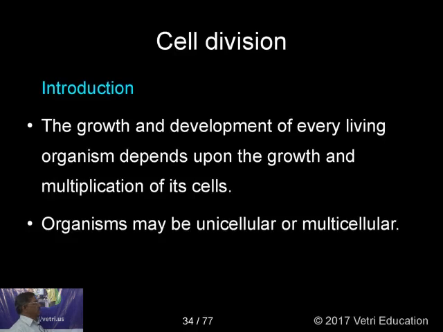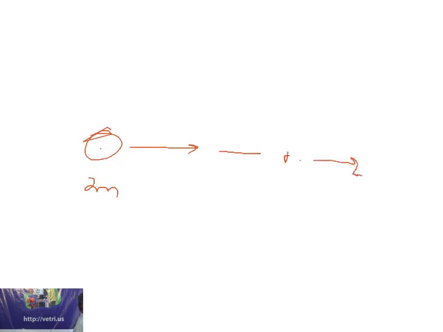Regarding cell division, the growth and development of every living organism depend upon the growth and multiplication of its cells. Especially the higher plants develop from a single cell, a diploid single cell. It undergoes cell divisions, then cell elongation, then formation of the tissues, then organs and then the organism.